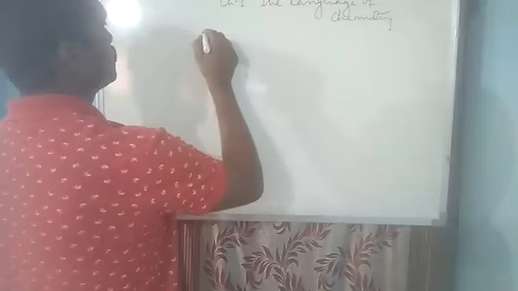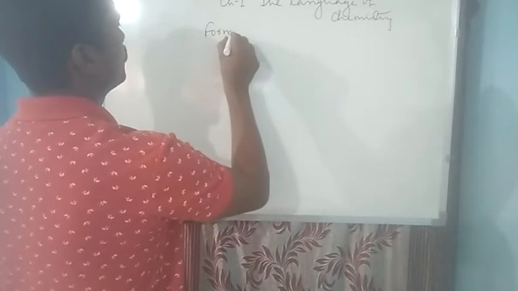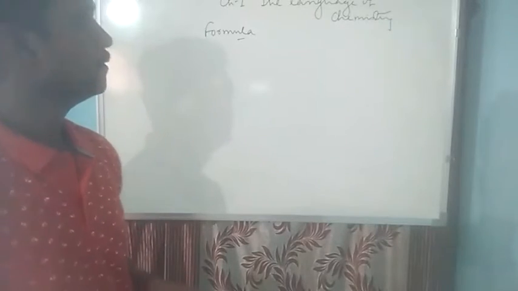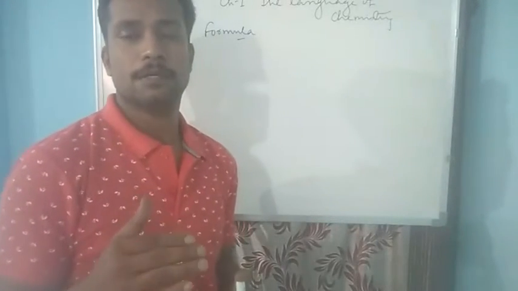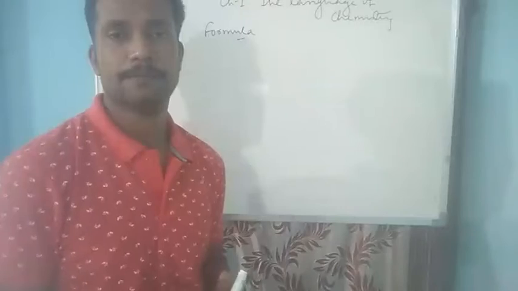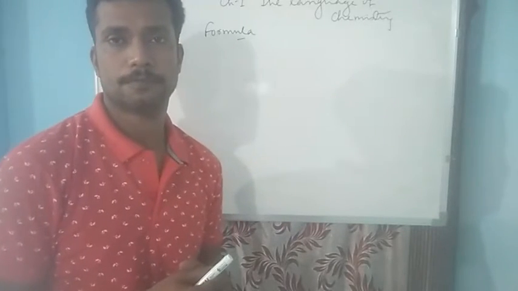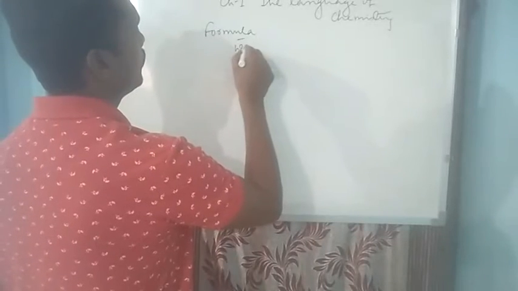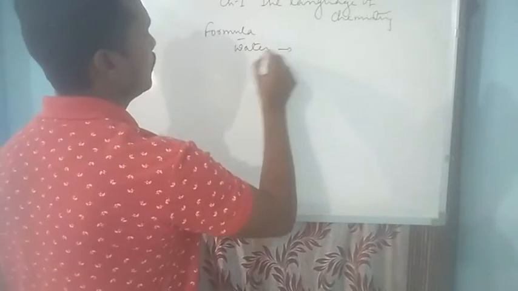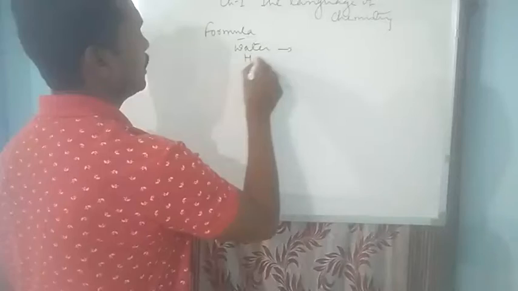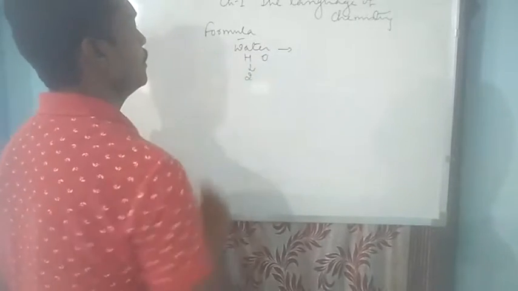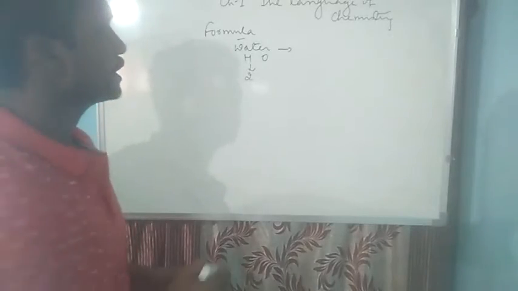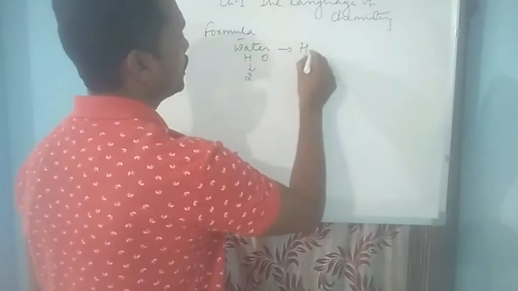Formula, which is also called molecular formula or chemical formula. The formula of a molecule represents the number of atoms of each type present in the molecule. For example, we take water. It consists of hydrogen and oxygen, where the number of hydrogen atoms is 2 and oxygen is 1. So using this we can make the formula H2O.